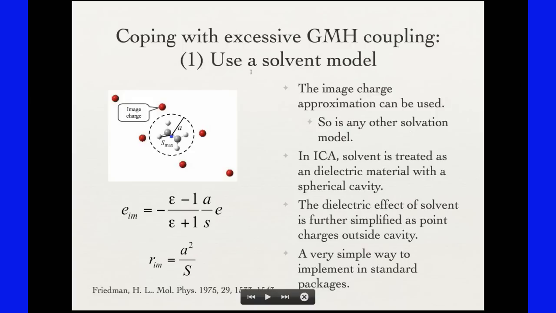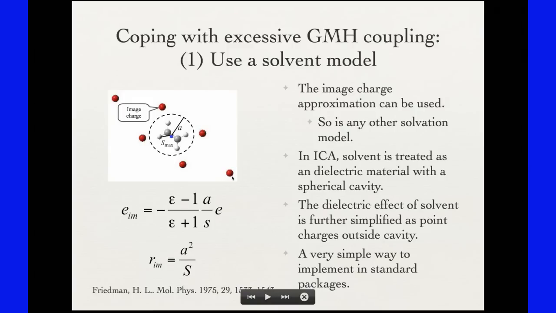So one method is to use a solvent model. For example, we try to use the simplest possible solvent model we can and not increase the computational cost. So we can use the image charge approximation. It's found in Friedman's molecular physics paper, and it assumes that the molecule is embedded inside a spherical cavity. So you need point charges. The point charges can be Mulliken charges or another type of localization charge, and you place an image charge according to the expression they give in the Friedman paper. The dielectric solvent is simplified by these image charges outside the cavity.